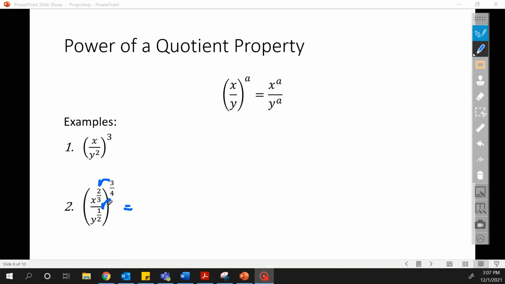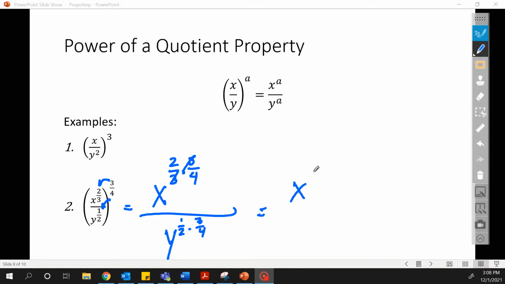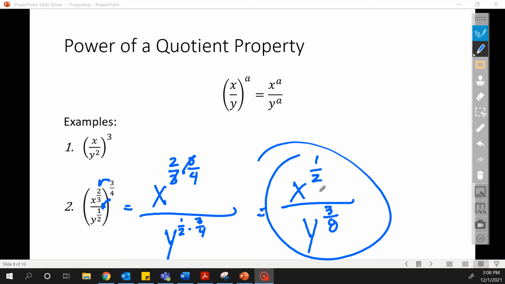That power will get multiplied by all the powers on the inside. So on the top, we have x to the 2/3, and that's being multiplied by 3/4. And on the bottom, we have y to the 1/2, and that's being multiplied by 3/4. Okay, so that's x to the 2/4, or x to the 1/2. And this is y to the 3/8. Kind of like this.